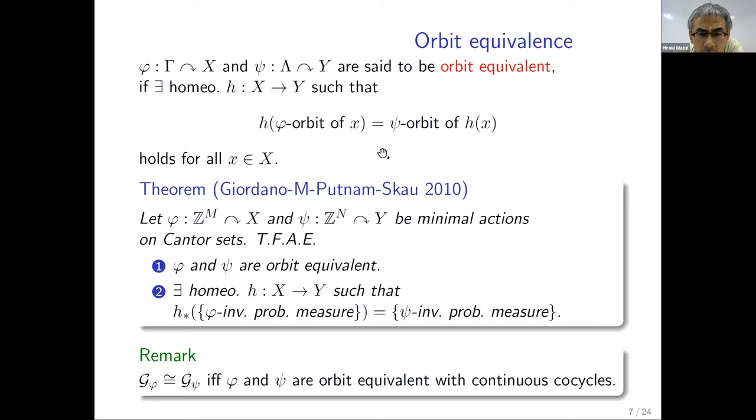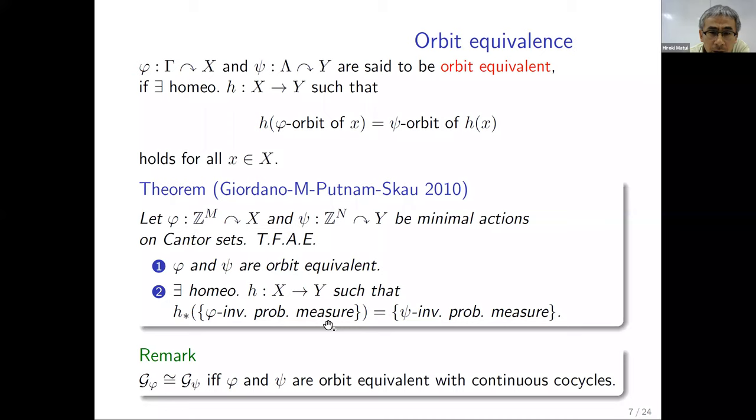And it's a natural problem to classify minimal dynamical systems on Cantor sets up to orbit equivalence. But it's a far less developed subject, and the only thing which is known so far is that we can give a classification for actions of finitely generated free abelian groups. So namely, let phi and psi be like this. Then they are orbit equivalent if and only if there exists a homeomorphism like this. And originally, this theorem was obtained by Giordano, Putnam, and Skau in the case of the integers, Z. And later, that result was extended to Z^n.